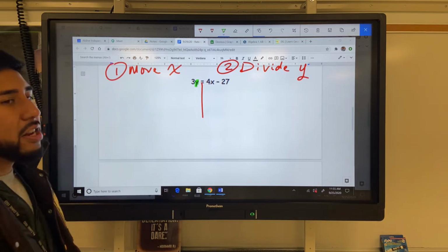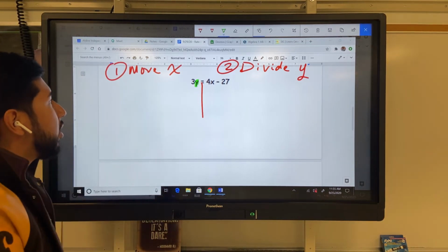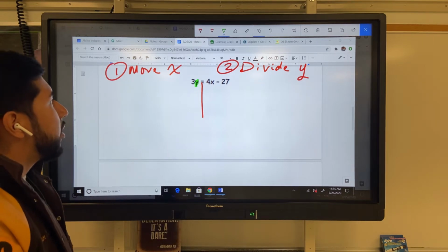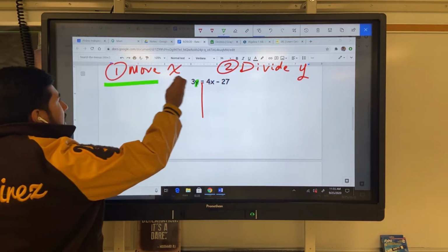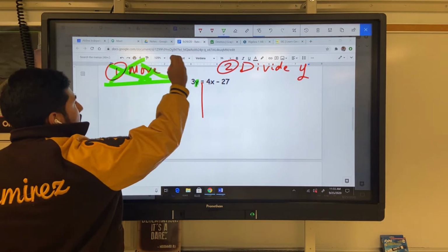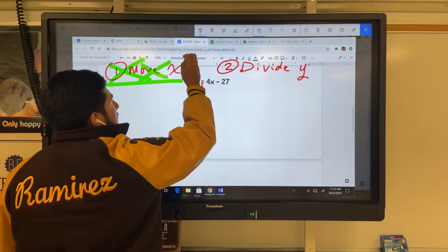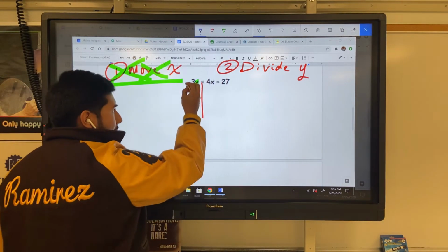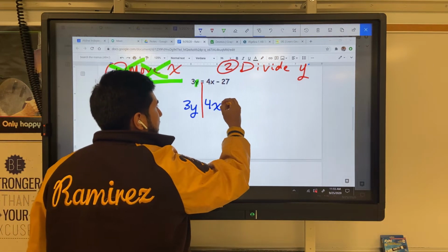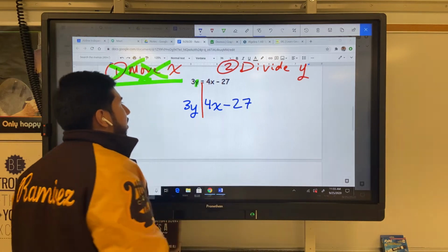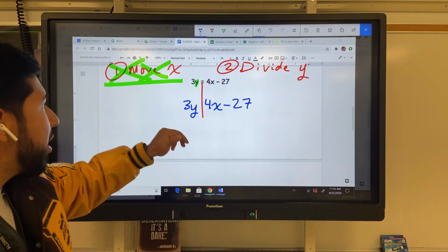And check it out, ladies and gentlemen. I already have the y by itself on the left side. They had already moved the x for me, so I don't have to do step 1 right here. I just have to do step 2, divide by the y. But just to show everybody, I'll bring down the 3y, bring down the 4x, bring down the minus 27. The x is already on the correct side, on the right side. So all we've got to do is just divide.